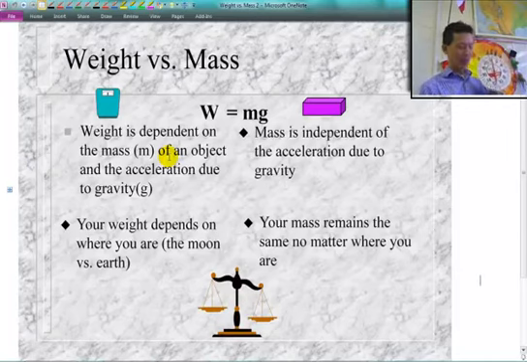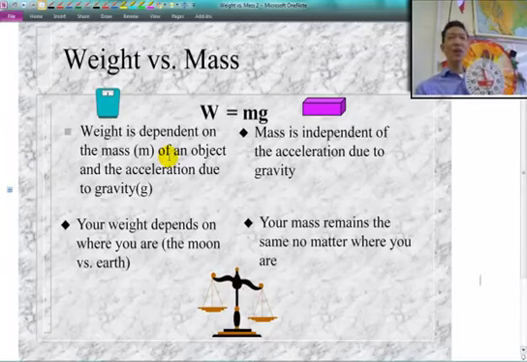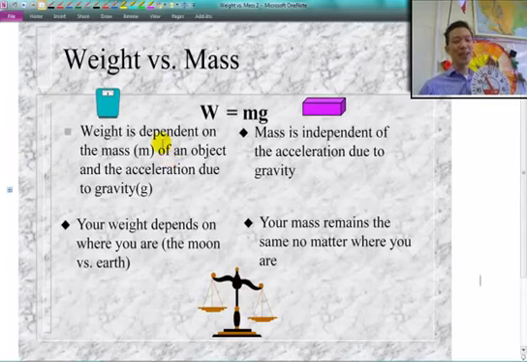Okay? But anyhow, if you want to lose weight, which is what a lot of people say when they're dieting and trying to get in shape, it's real easy, okay? All you got to do is go to the moon. That's a great example. Because on the moon, gravity is 6 times less. You will instantly weigh 6 times less, okay?